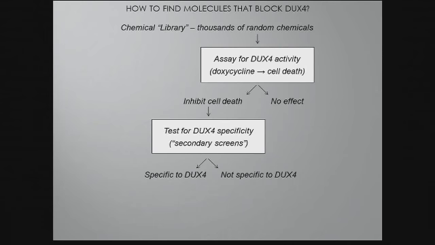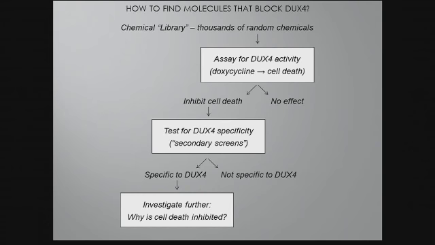And so once you have your hits from this screen, you test all those hits in what are called secondary screens and identify ones that are specific to DUX4 versus ones that are non-specific. And then once you have identified ones that are specific to DUX4, since these compounds came to you on a library in very tiny quantities, we want to study them more deeply, so we have to purchase those compounds and do new experiments with repurchased samples and try to investigate why this compound is preventing cells from dying when we turn on DUX4.